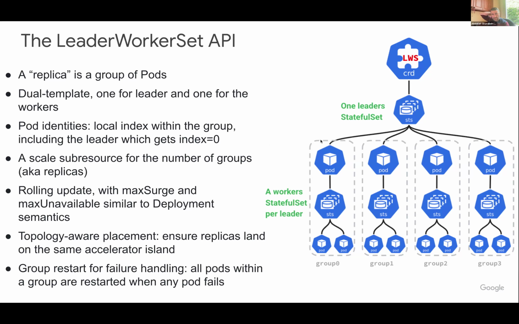Any questions so far about the semantics of what we're trying to develop here? And please feel free to interrupt me if you have any questions at any moment.